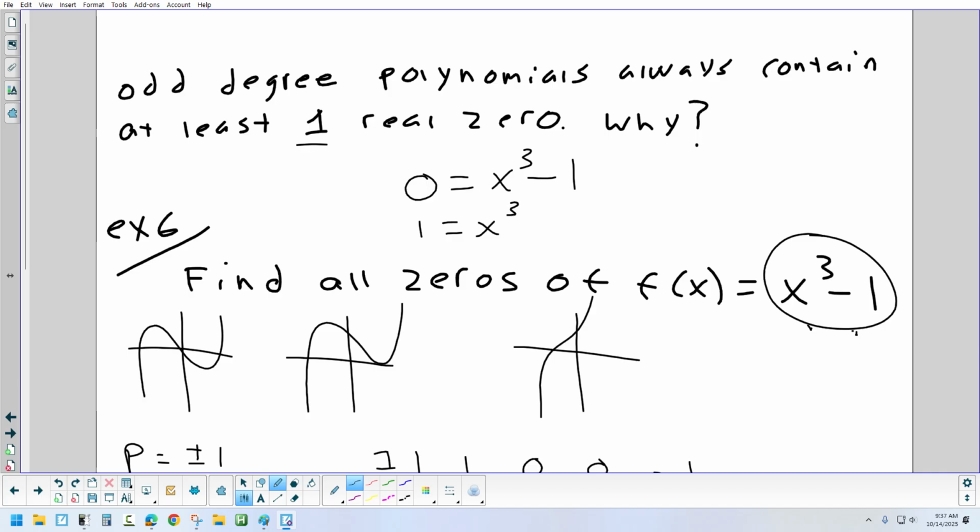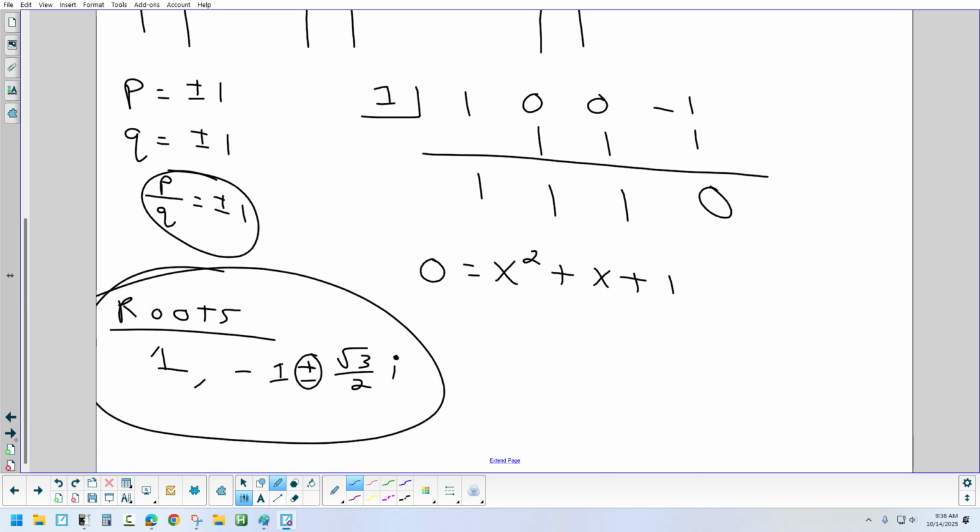Yeah? Cube root both sides. So what you end up with is the cube root of 1 equals x. That's the problem you just solved. You just found all the cube roots of the number 1. And there are 3 of them. And that is the process to find them.